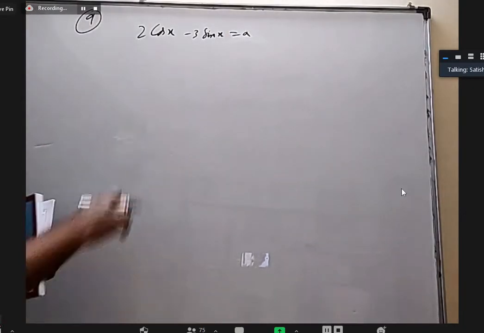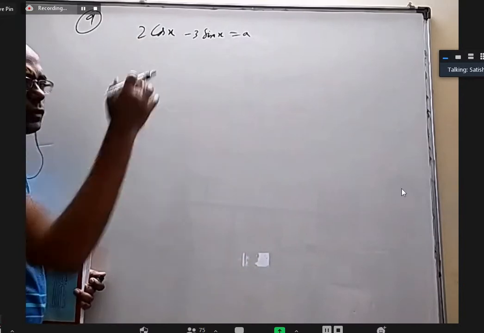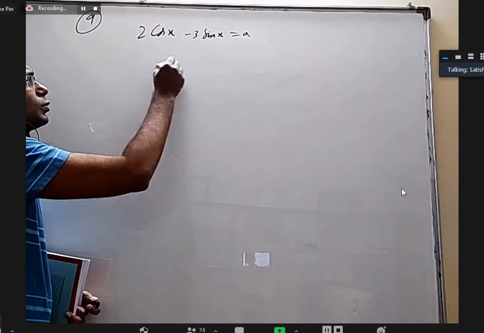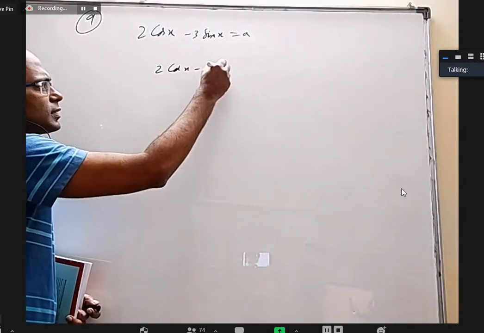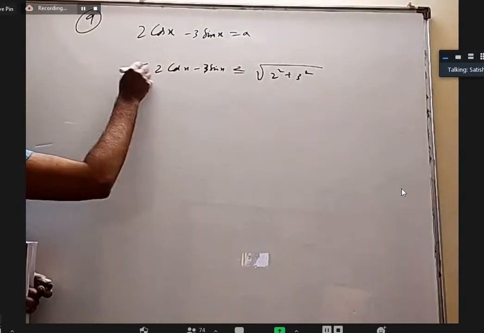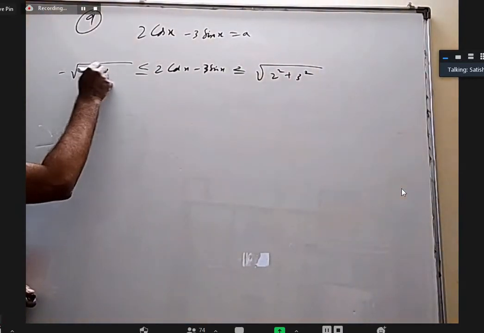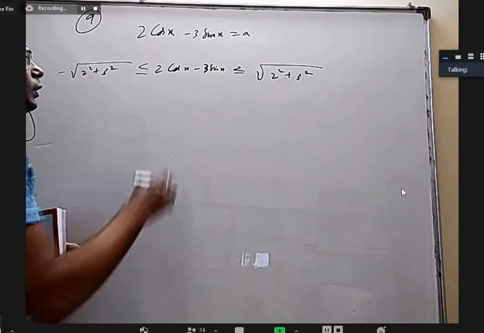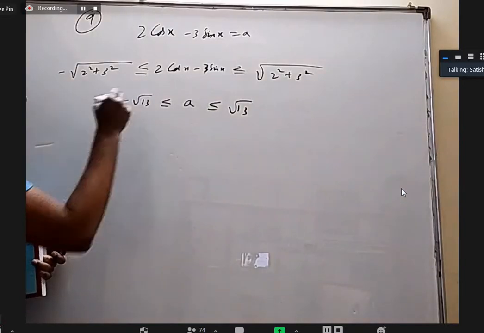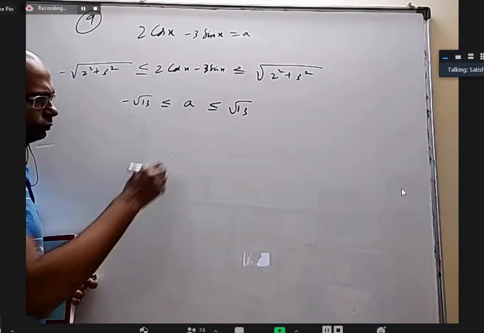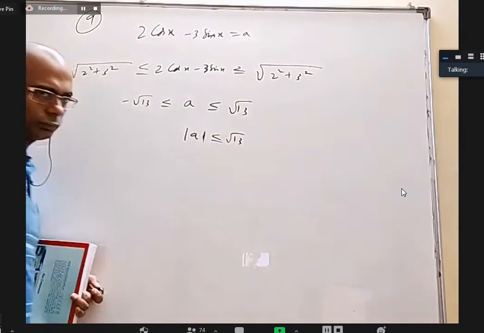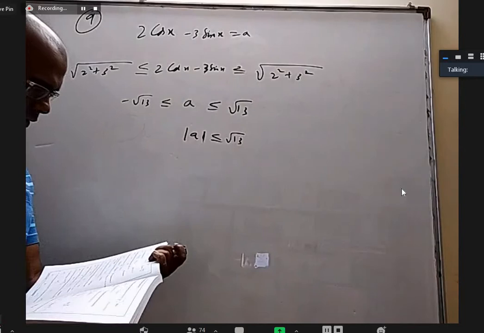Okay. So for a sin x plus b cos x, we know the maximum value is root a square plus b square, and the minimum value is minus root a square plus b square. So 2 cos x minus 3 sin x is less than or equal to square root of 2 square plus 3 square, and greater than or equal to minus root of 2 square plus 3 square. And that is A. So A should be between root 13 and minus root 13, then only we'll have a solution, otherwise not. That is as good as mod A is less than or equal to root 13. Okay, that is option B.